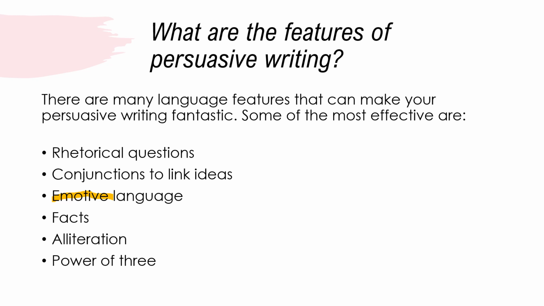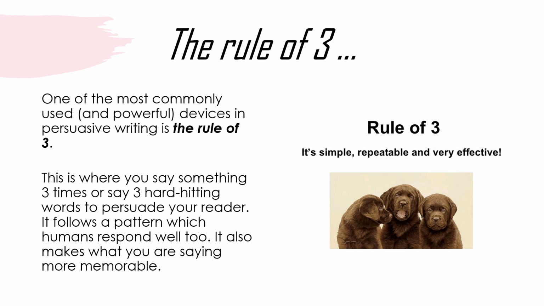Now we've got this phrase at the bottom, which I know we've touched on briefly, but we might need a refresher on it. And it's called the power of 3. The power of 3, or the rule of 3, is one of the most commonly used and powerful devices in persuasive writing. This is where you say something 3 times, or say 3 hard-hitting words to persuade your reader. It follows a pattern which humans respond well to. It also makes what you're saying more memorable.